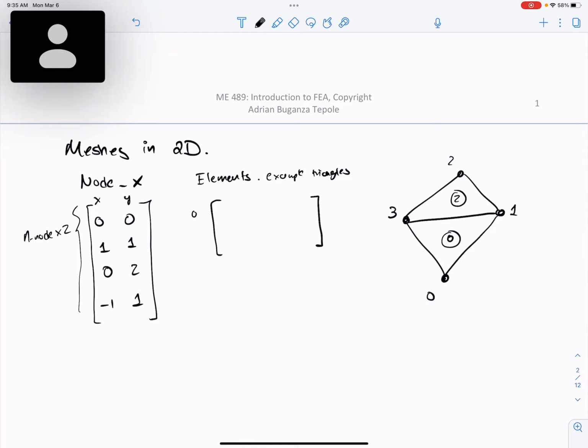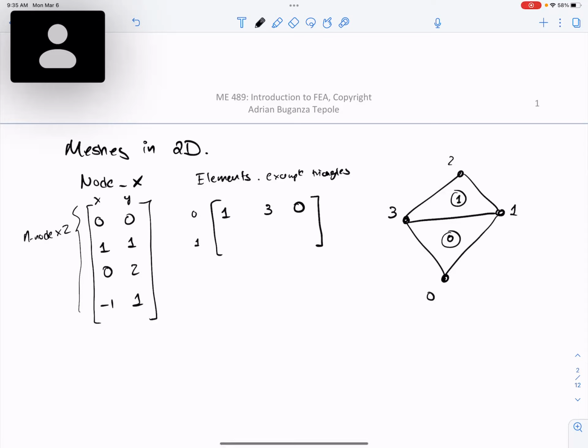Here it doesn't matter which way you write them as long as you do it counterclockwise. So you can do 0, 1, 3, or 3, 0, 1, or 1, 3, 0. Either one of those works, as long as it's counterclockwise. These are the nodes that make up element 0. And then element 1.